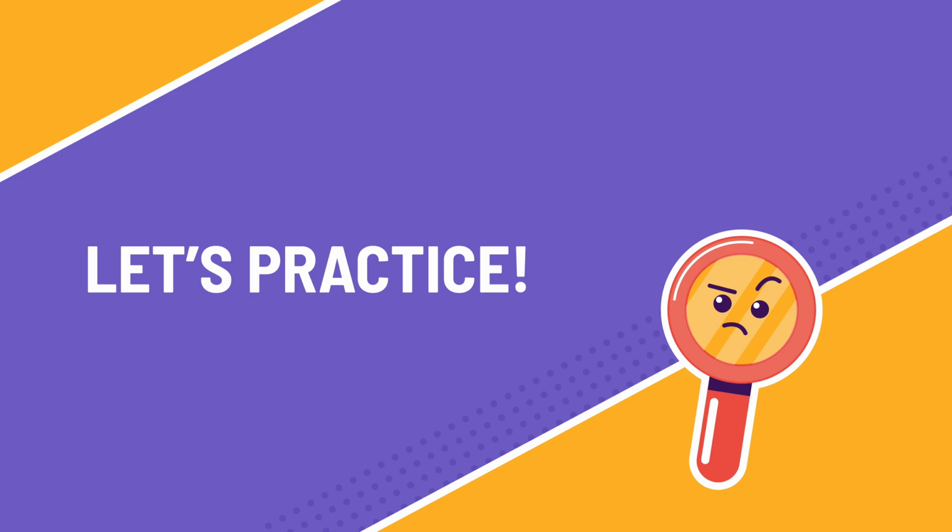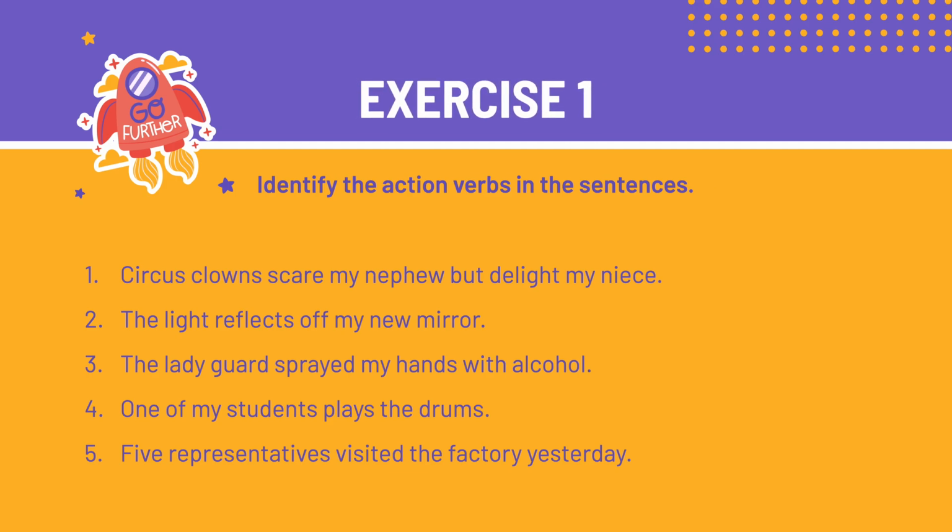So grab a piece of paper and something to write with. Let's answer this short exercise. Identify the action verbs in the sentences. If you have trouble finding the verb, simply ask yourself, what did the person or animal or thing do? Some sentences may have more than one verb. Pause the video now to answer. Continue watching the video to check your answers.